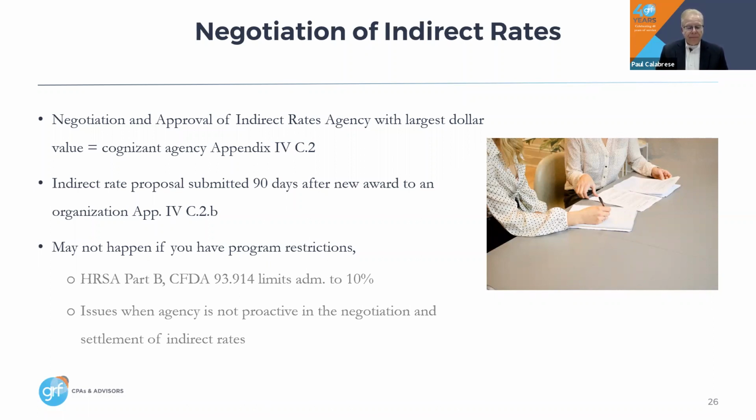Sometimes people won't be able to use any kind of negotiated rate. There are a few unique programs, especially around HRSA and the Ryan White program, that statutorily have limited direct or indirect administrative costs to 10%. So just be aware of that.